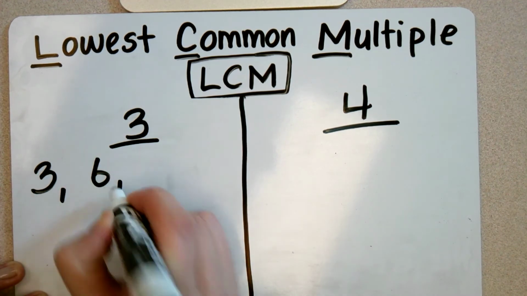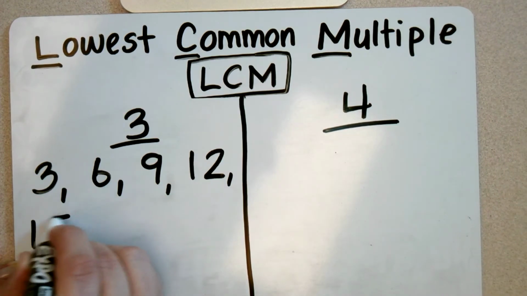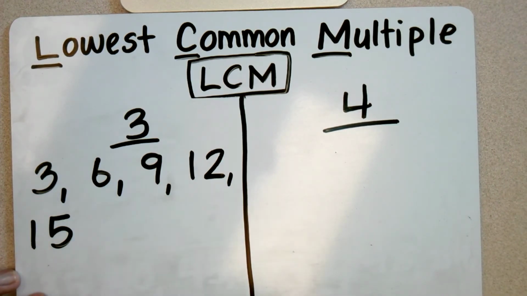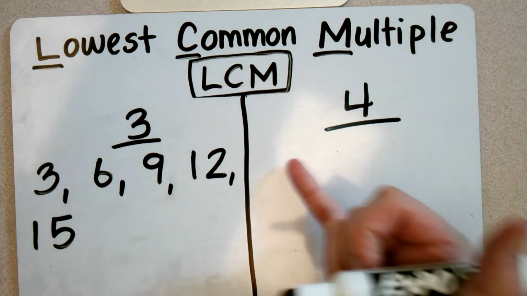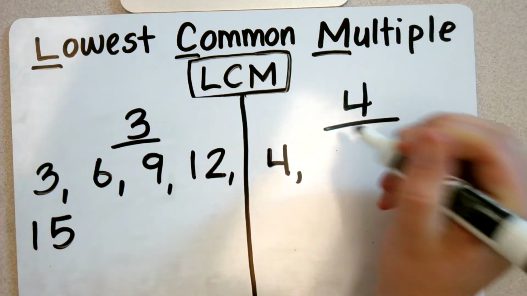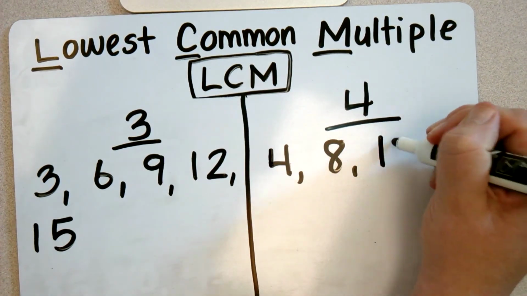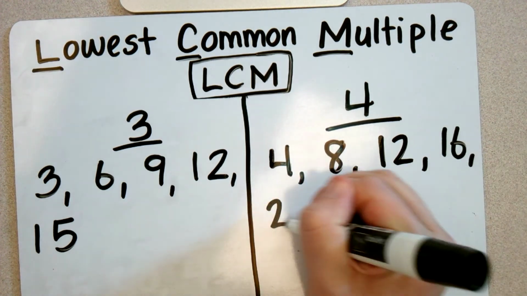So let's start by listing multiples of 3: 3, 6, 9, 12, 15, and that's the first 5. I'm going to stop there just for now, and if I have to add more, then I will. Now let's list the first 5 multiples of 4: 4, 8, 12, 16, and 20.